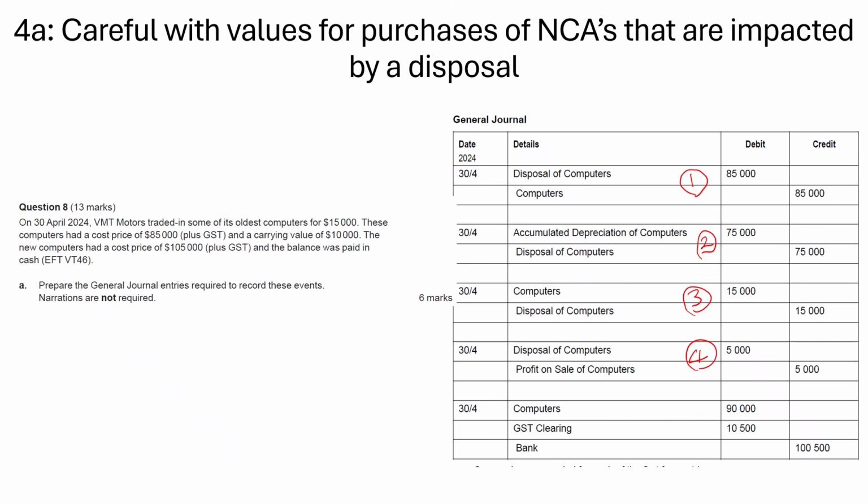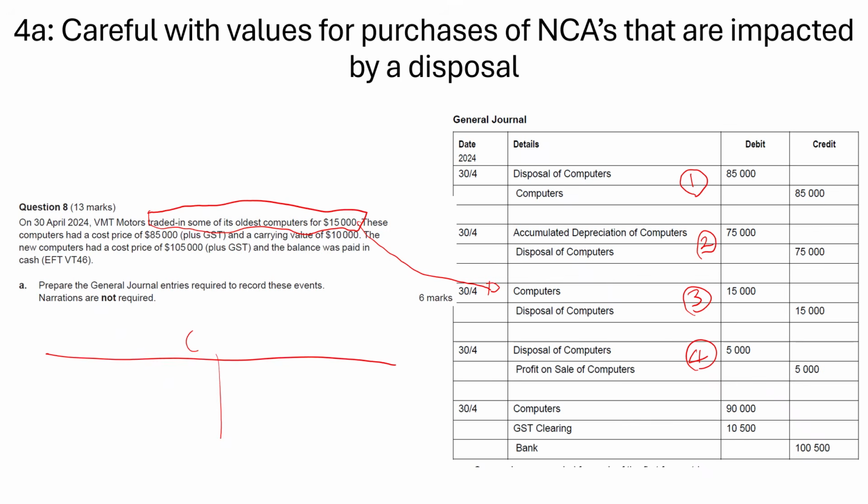Students are good at this, but we need to be careful that we don't double up on costs when we're buying a new one. So if we look at this question here, we've traded in the old one for 15K. So there's no money changing hands. So for that entry, rather than debiting the bank, we debit the actual value of the computer.